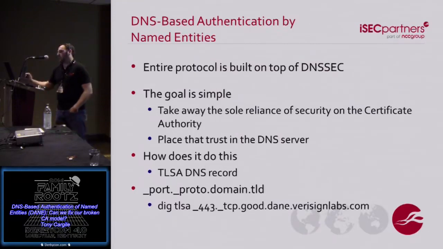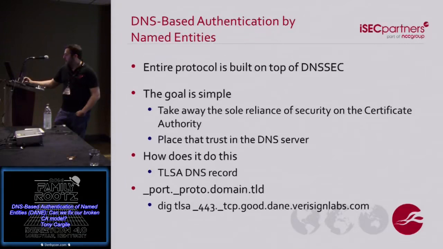So how does it do this? It uses a new record type again, a TLSA DNS record type, and it creates a record on the zone in this style right here. So it's going to be your port, your protocol, and then your domain name. So say this is an HTTPS session on port 443, then this would be the domain name. And so inside this zone, you're going to see this domain name with a TLSA record.